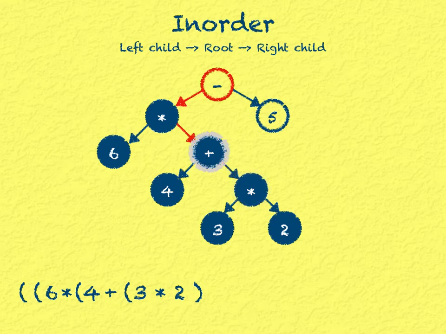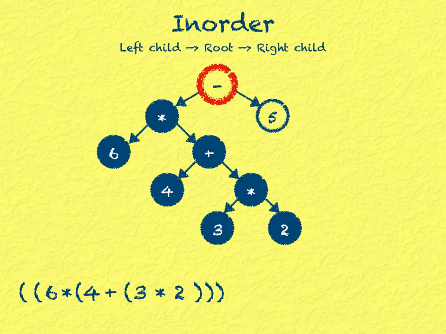I come back up. The same can be said for plus. Both the left and right subtrees have all been visited. So we insert another set of closed parentheses. I come back up and I say the same thing for multiplication. Both the left and right subtrees are complete, so we draw another set of closed parentheses.